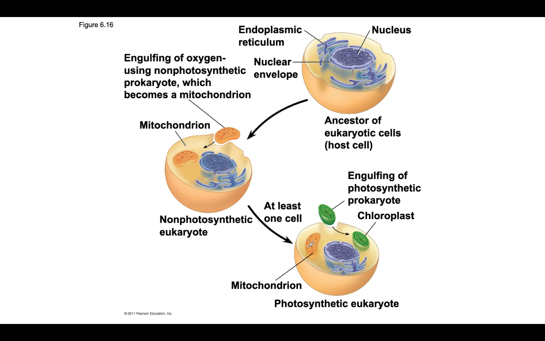Therefore, mitochondria and chloroplasts were independent prokaryotic cells. But once they entered the eukaryotic host cell, they live together and provide benefit to the host cell, and also mitochondria and chloroplasts are more stable and safe inside the eukaryotic host cell. So they live together. We call that an endosymbiosis relationship.